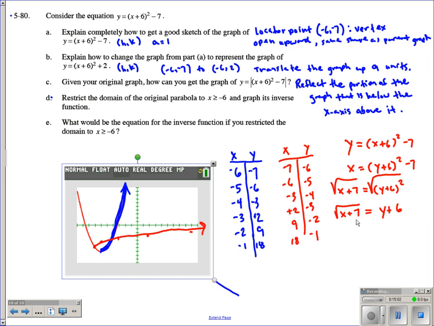Then we're going to subtract our 6 from each side, and we get the square root of the quantity of x plus 7, minus 6 equals y. We'll list that over here. We've got y equals the square root of the quantity of x plus 7, minus 6. This is your inverse to your original function.